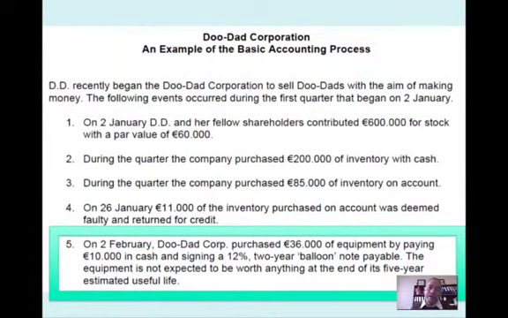In number 5, this is our first complex journal entry. On the 2nd of February, Doodad purchased $36,000 of equipment by paying $10,000 in cash and signing a 12% 2-year balloon note payable. The equipment is not expected to be worth anything at the end of its 5-year estimated useful life. So there's a lot of information in that. I think the one thing I want to talk about right now is, what do we mean by a balloon note payable? And actually, there are different variations of balloon note payable.